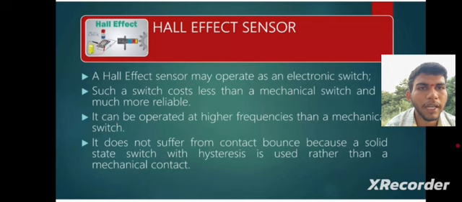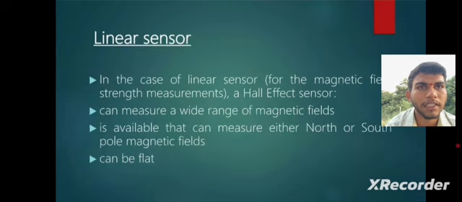Linear sensor. In the case of a linear sensor, if the magnetic field strength is to be measured, a Hall effect sensor can measure a wide range of magnetic field, and it can measure either north or south pole magnetic fields.